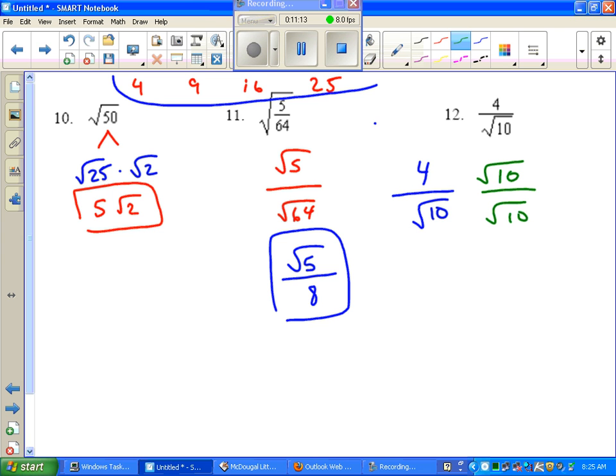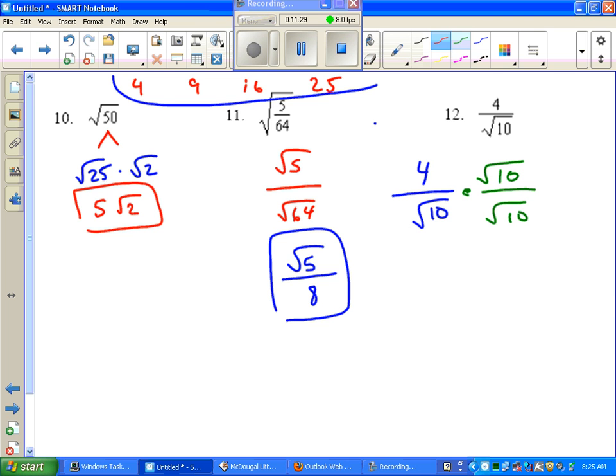Remember, it doesn't matter what number you put over itself. Anytime you divide something by itself, it's equivalent to the number 1. So since we're multiplying this entire expression by 1, it's not going to change it. It's just going to change the form for us and allow it to be proper.